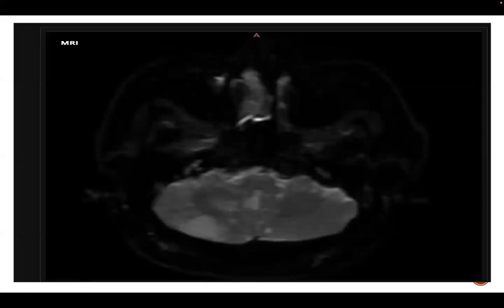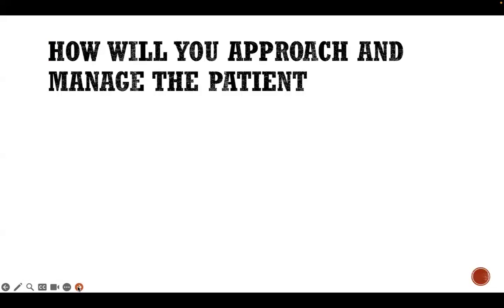There is a hypodensity on the right posterior circulation, more so in the cerebellar region, with perilesional edema. It's just a stroke in the right cerebellar area. It's a diffusion weighted image. How will you approach and manage this patient?